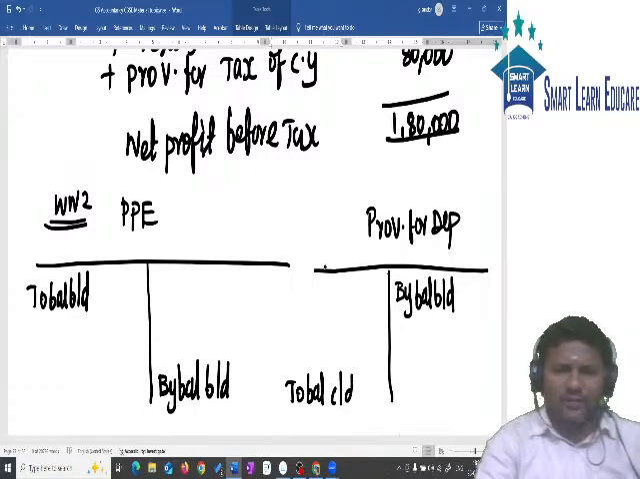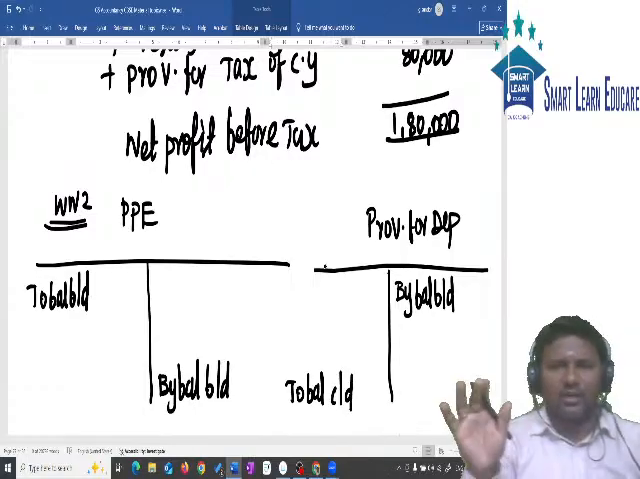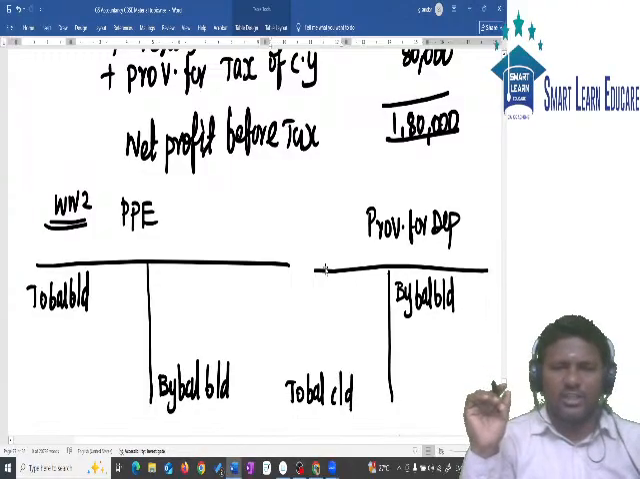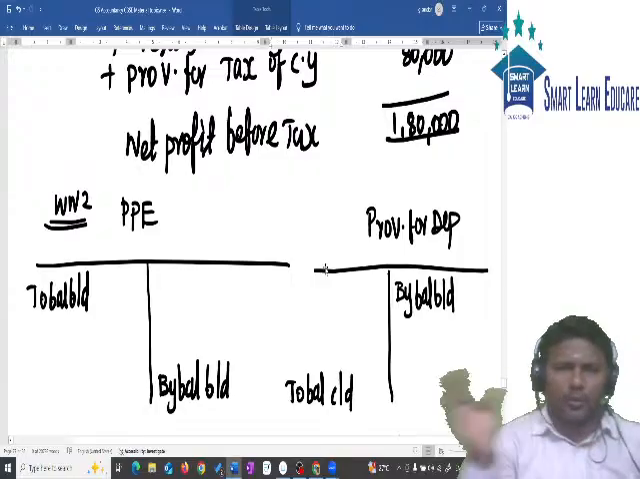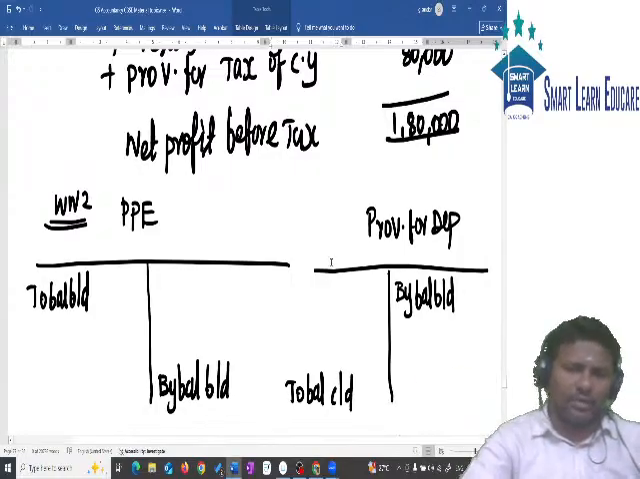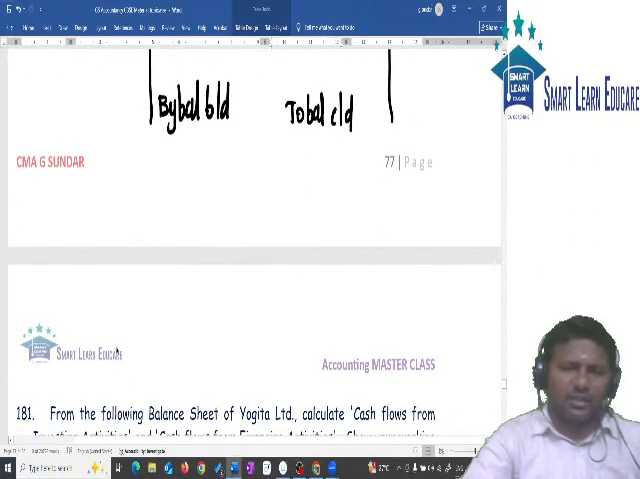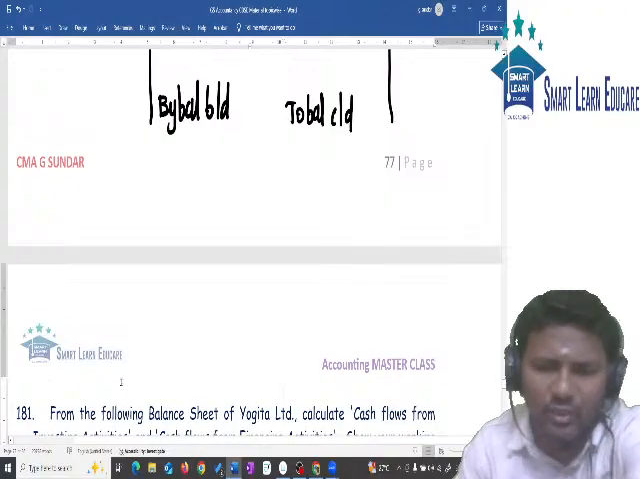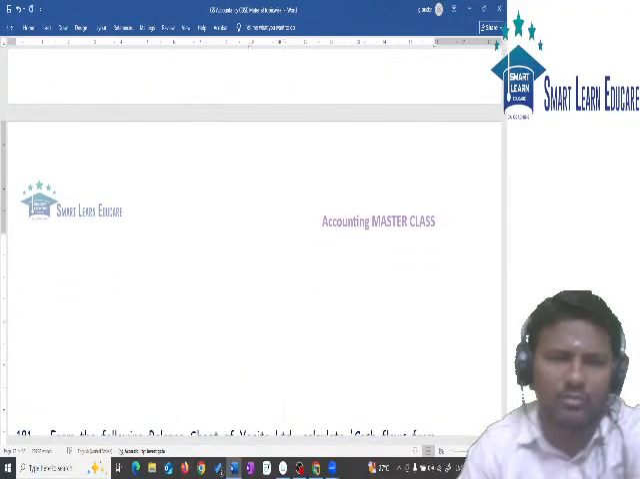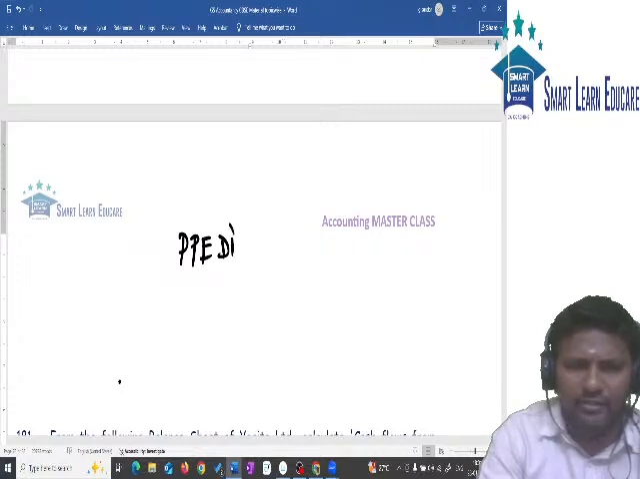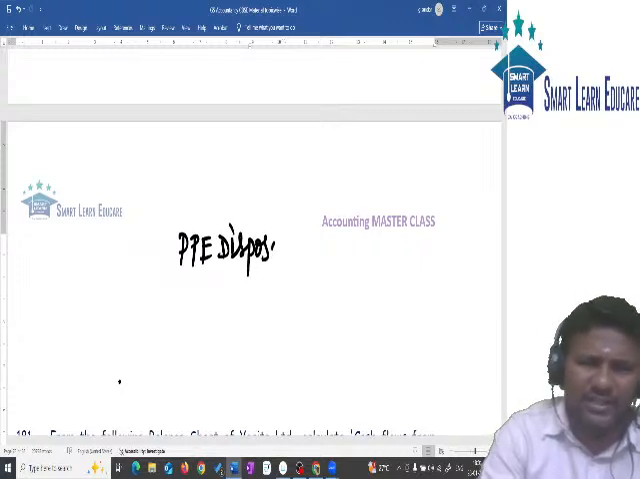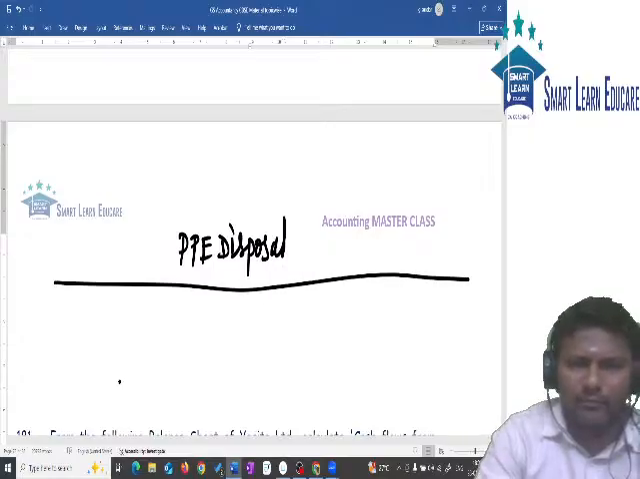In all cash flow questions, there will definitely be an adjustment for depreciation. Always this adjustment will be there. PPE and provision, both accounts you should open. If there is a sale of asset, you can open an asset disposal account or machinery account. In this question, PPE disposal account. Like this we can open one more account. It will be like a working note only.